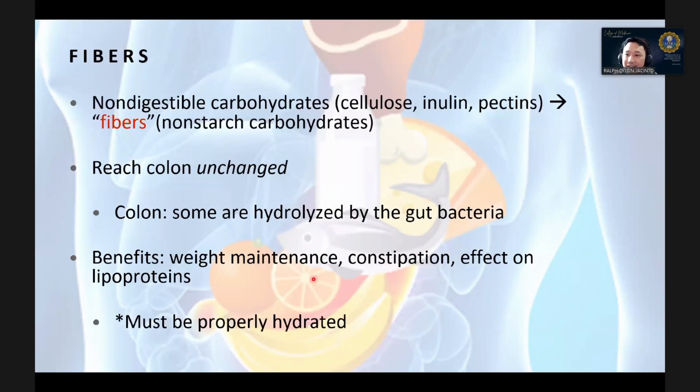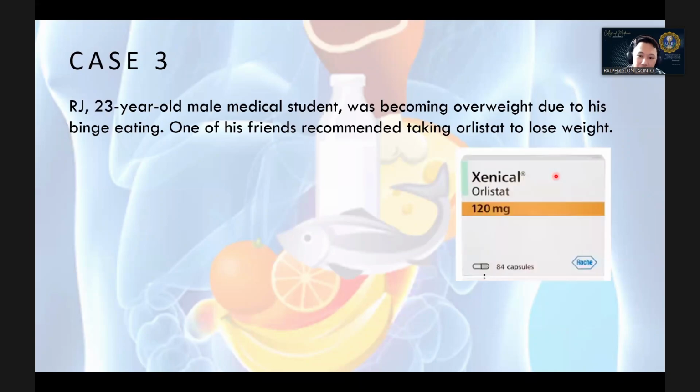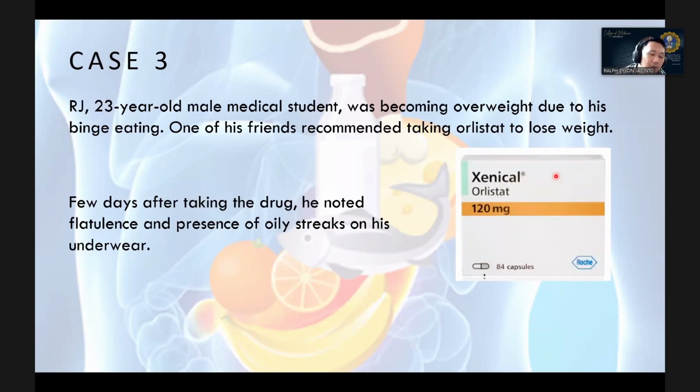Okay. Next case. So si RJ ulit. Because of his binge eating, he was becoming overweight. So one of his friends recommended taking Orlistat to lose weight. Now, he noted that a few days after taking the drug, there was flatulence and presence of oily streaks on his underwear.